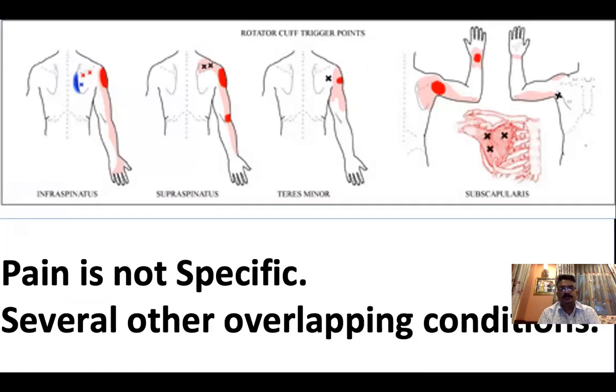If you see the pain, it is not specific for the rotator cuff tear. Most of the time, these patients complain of pain on the elbow, the arm, the forearm, and even on the neck side. So there are several other overlapping conditions which can mimic the rotator cuff tear, or even rotator cuff tears do not present with a specific pain symptom in a specific region. Based upon which ligaments or tendons have been involved in the rotator cuff, the pain may differ right from intensity to location. That is why, based upon pain alone, it is very difficult to diagnose your patient as a rotator cuff tear.